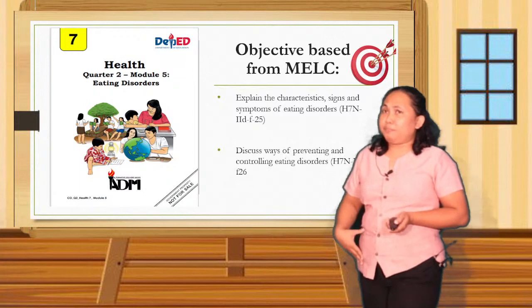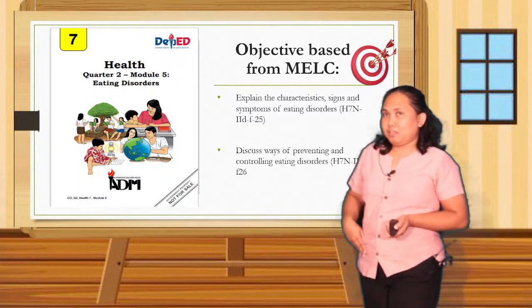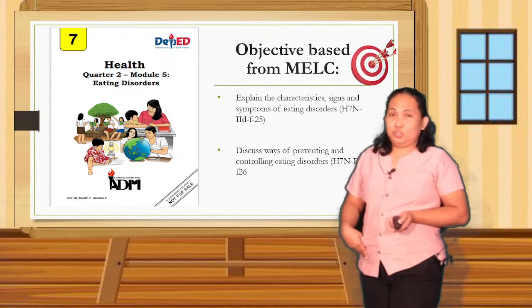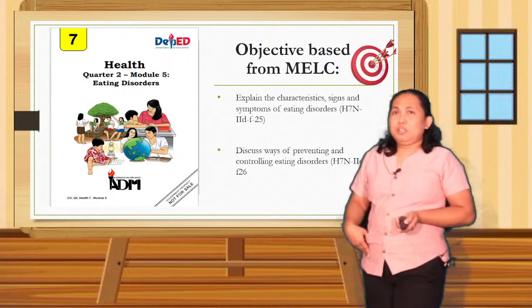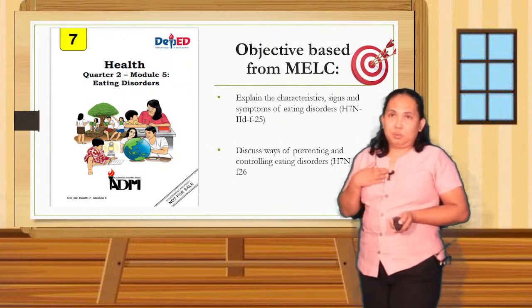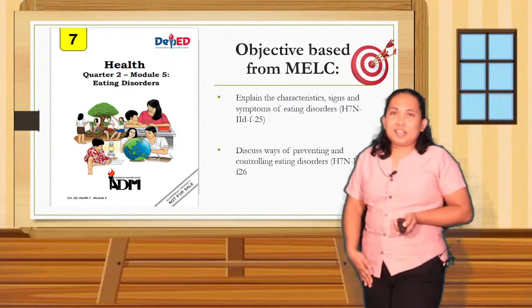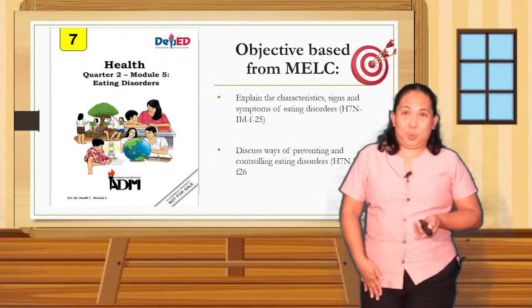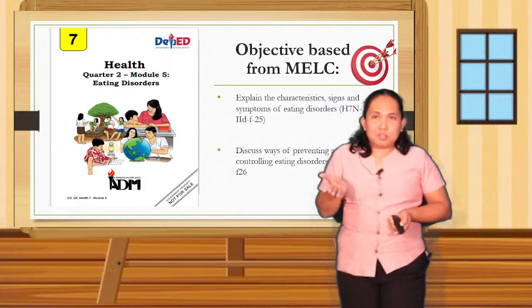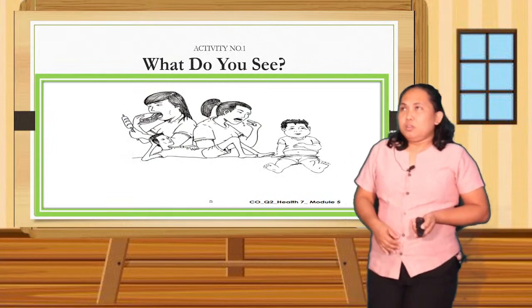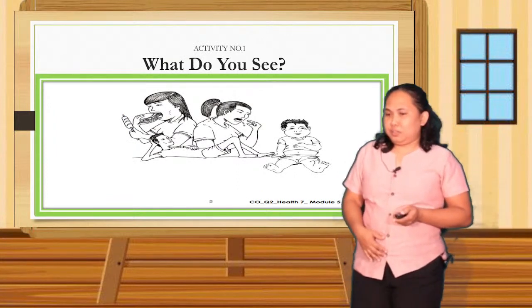So our topic for today is all about Health, Quarter 2, Module 5, entitled Eating Disorders. So its objectives, based from the MELC, are to explain the characteristics, signs, and symptoms of eating disorders, and to discuss ways of preventing and controlling eating disorders. So I have here an activity.